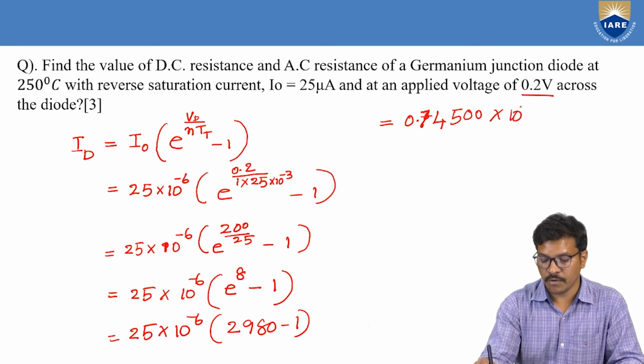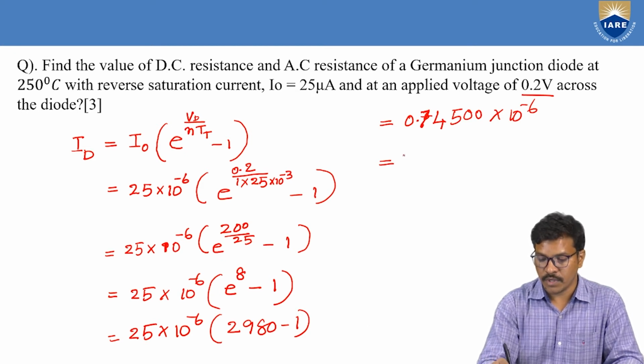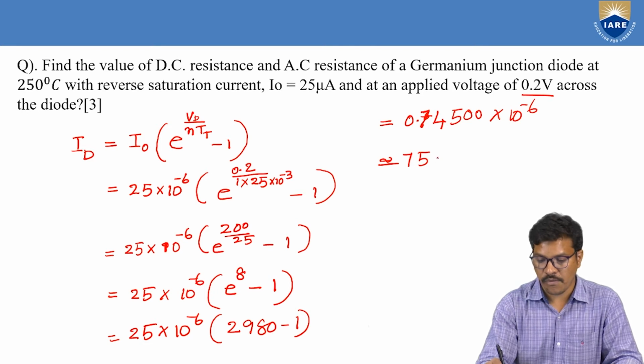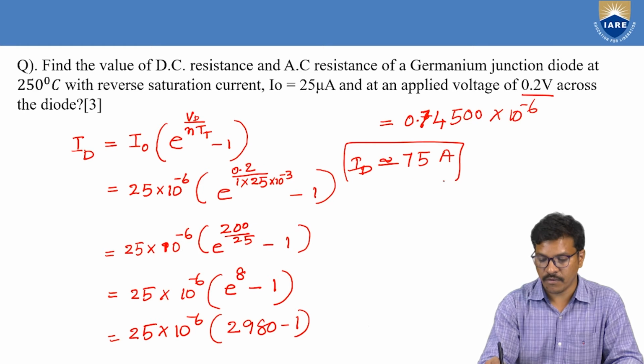This gives 74500 into 10 to the power of minus 6, which is approximately equal to 75 amperes. ID is equal to 75 amperes.